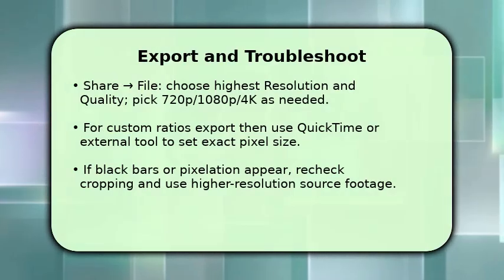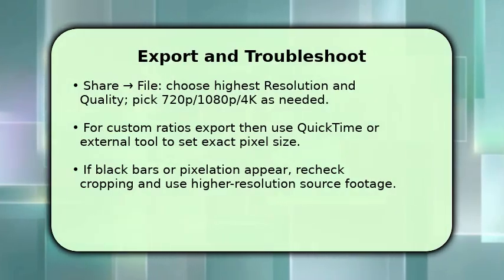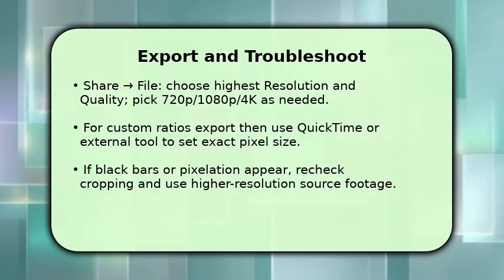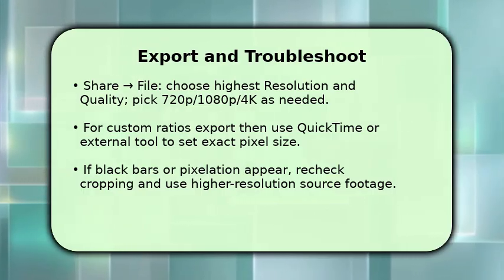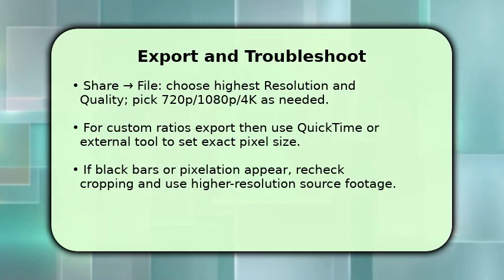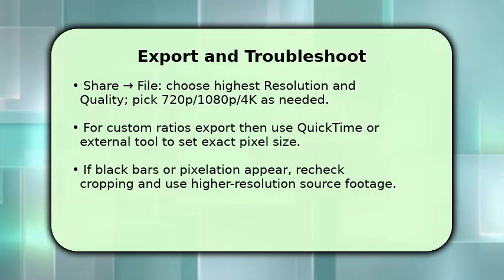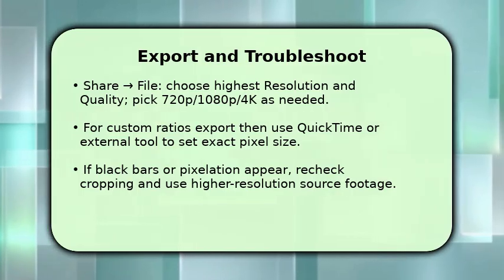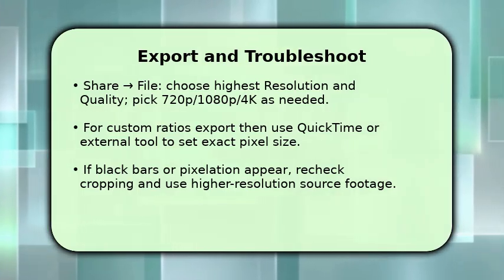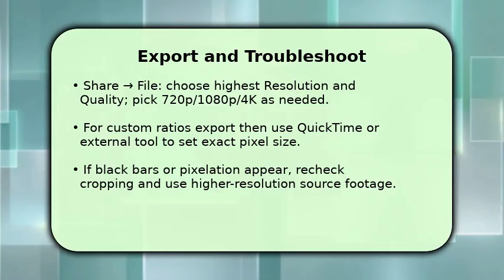Choose Share, then File, and select the highest resolution and quality that matches your source. iMovie won't let you enter custom pixel ratios here. Once done, if you require exact pixel dimensions or unconventional ratios, open the exported file in QuickTime or a simple editor to crop canvas size or use an external encoder.